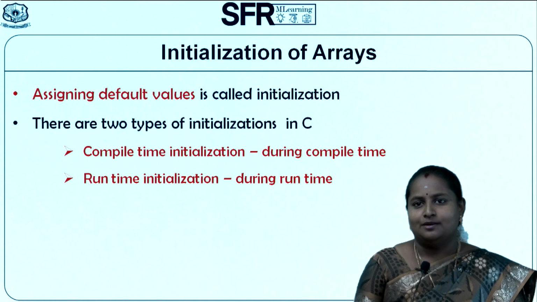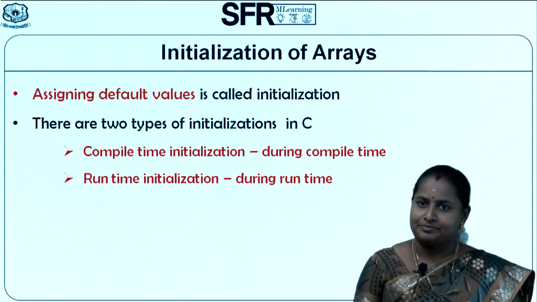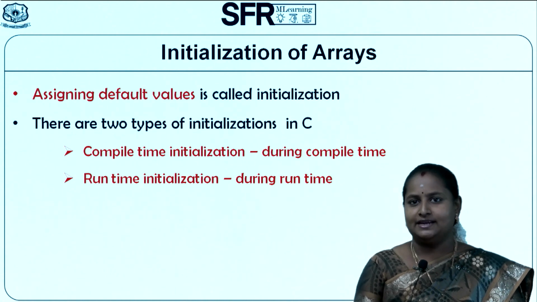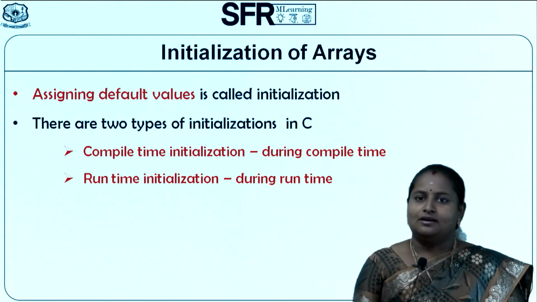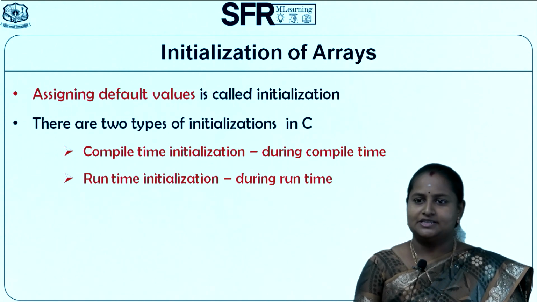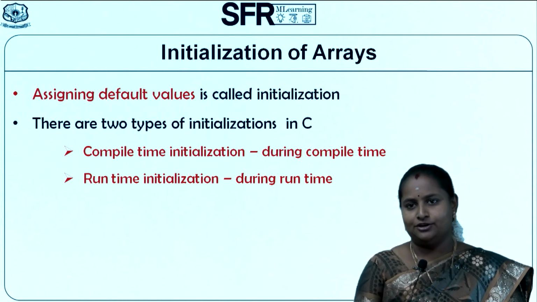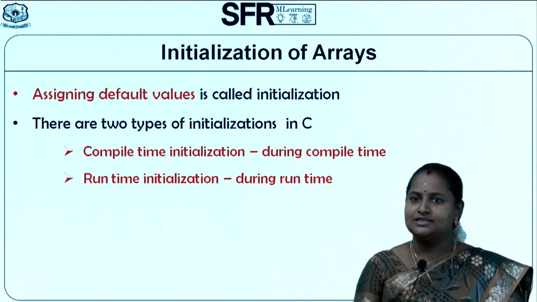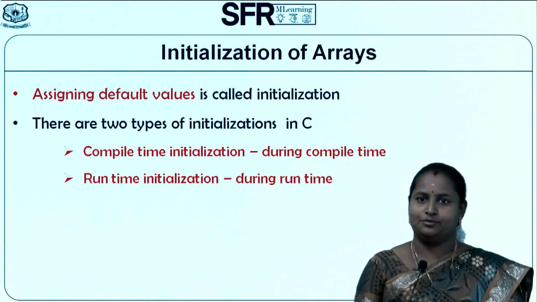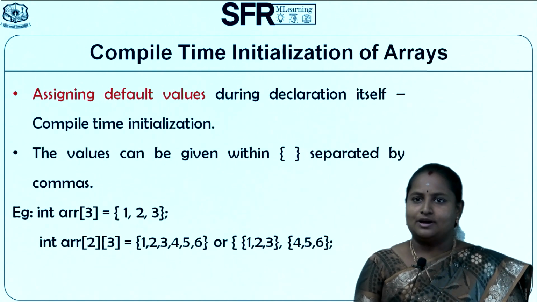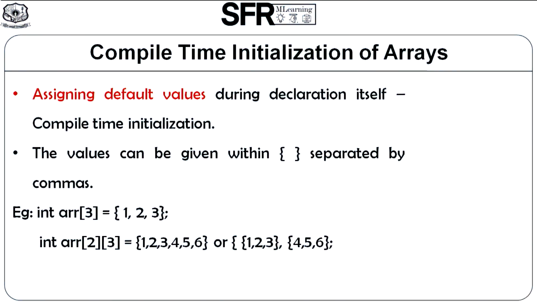Next, we are going to see about the initialization of arrays. Initialization means assigning default values. So, there are 2 types of initializations in C: compile time initialization and runtime initialization. Compile time means we will assign values during compile time. Runtime means during runtime we will assign the values. So, first, compile time initialization of arrays.